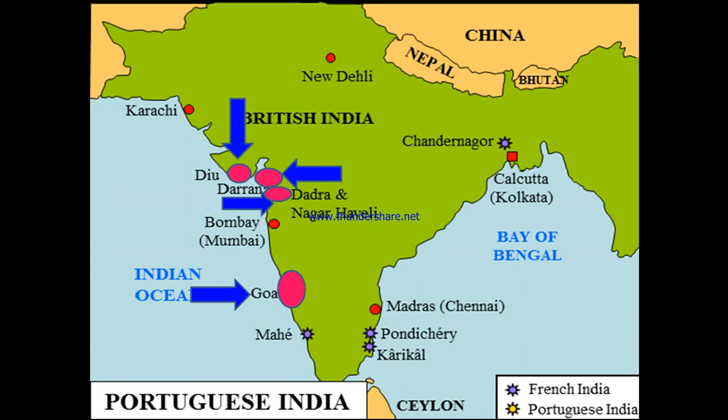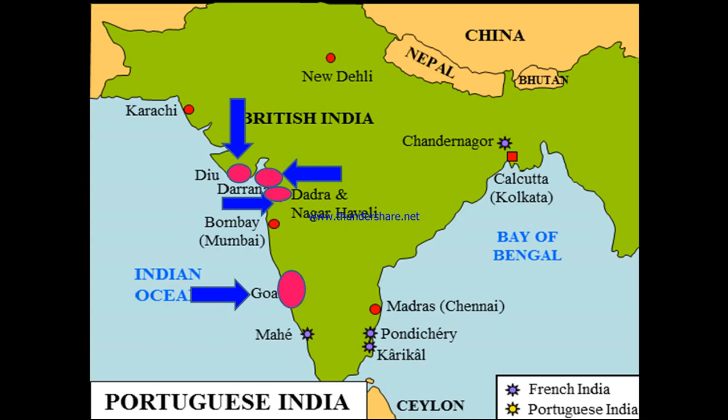Why did they establish their trading centers only on the west coast? Whatever goods they were purchasing from the Indians, it was easy to export to their countries from the coastal areas only. That is why almost all the Portuguese trade centers were established on the west coastal line. This is the main reason.